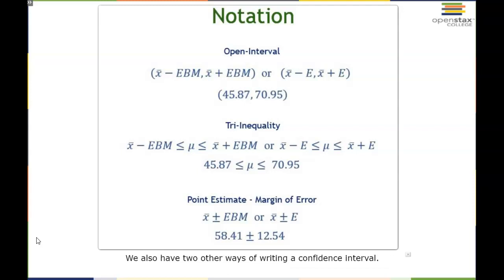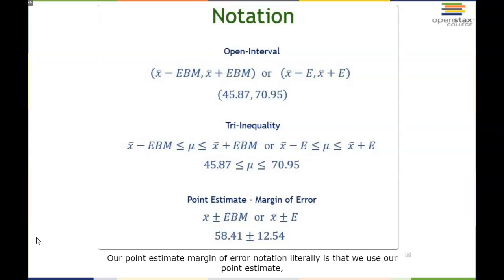We also have two other ways of writing a confidence interval. One is called the inequality notation, and the other is the point estimate margin of error notation. Both of these notations give you a lot of information. They're not calculated differently. I want to stress that. They are not calculated differently. It's just displaying the information in a different manner. For the inequality notation, we take our low value is less than or equal to our mean, less than or equal to our high value of our confidence interval. To me, this is very clearly defining what we are actually looking for. We're looking for our population mean, and we're estimating that it is between these two values.